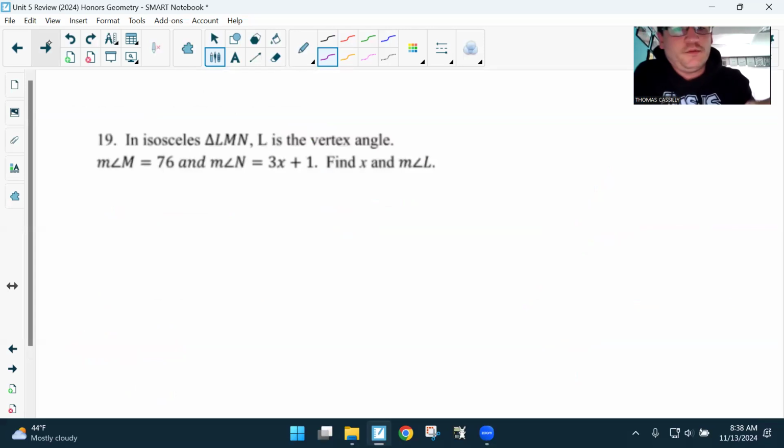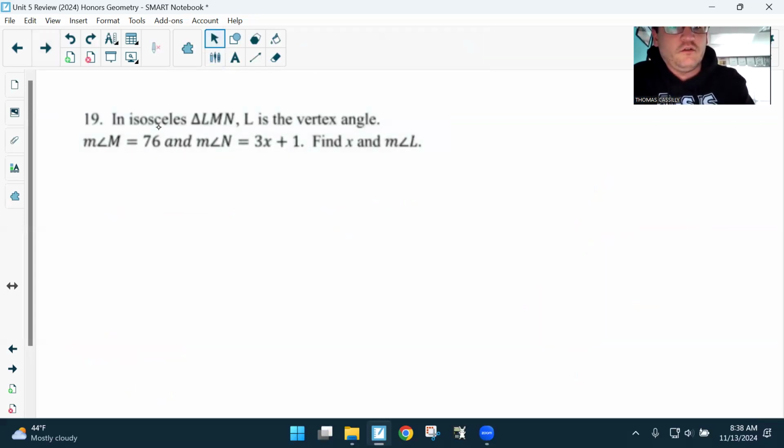Moving on to the next problem, an isosceles triangle. So that is probably going to be important. So isosceles triangle LMN. So here's what I'm going to do. I'm going to draw.